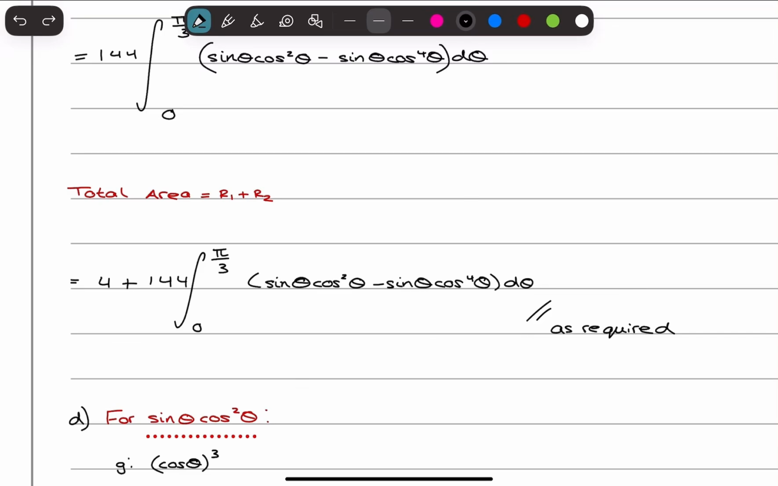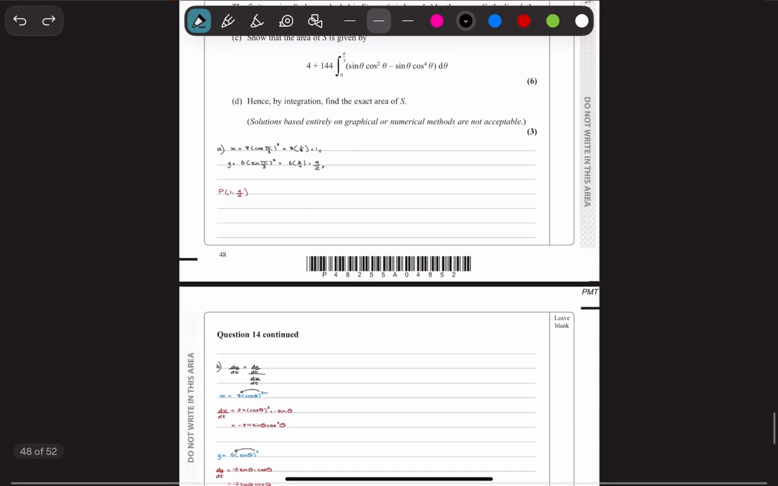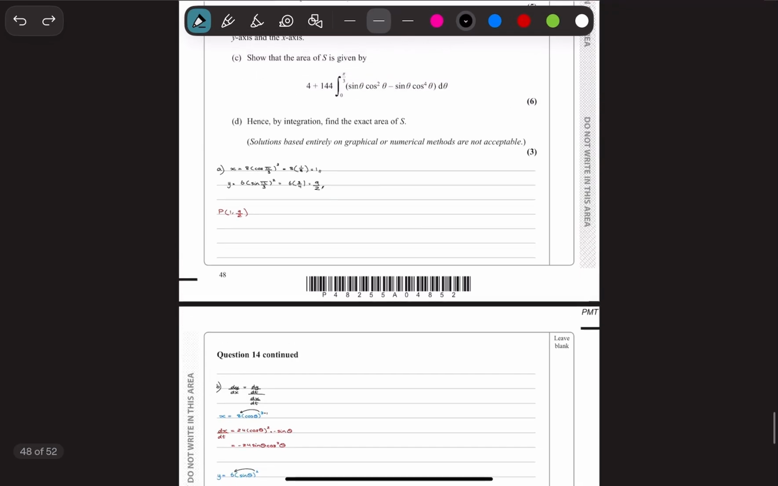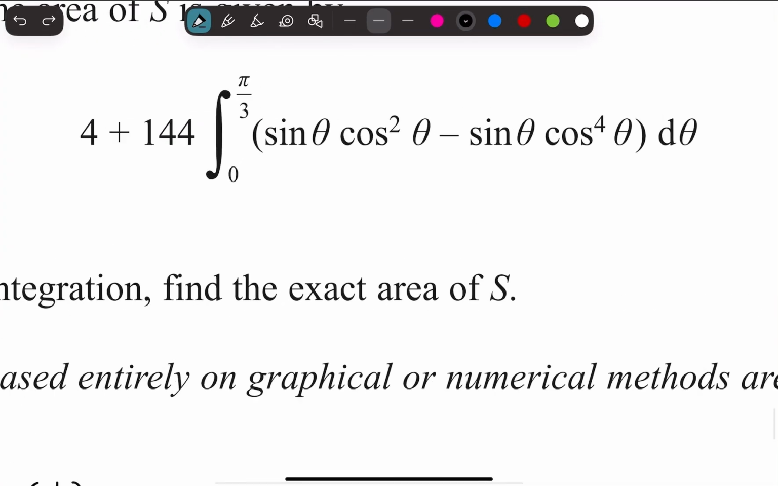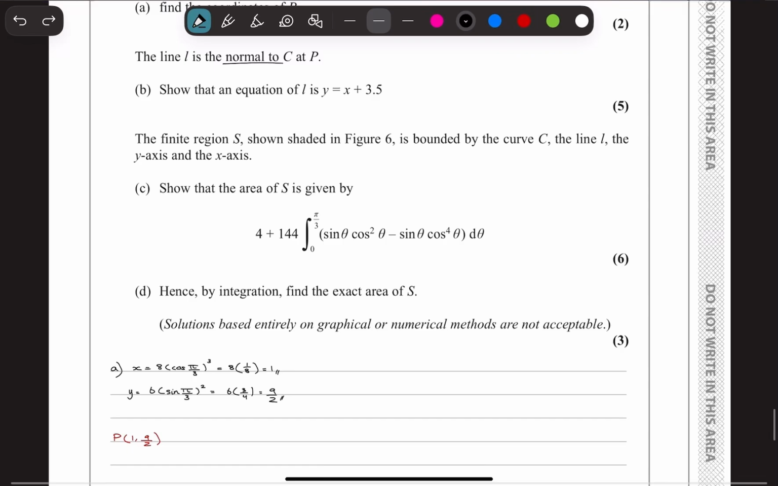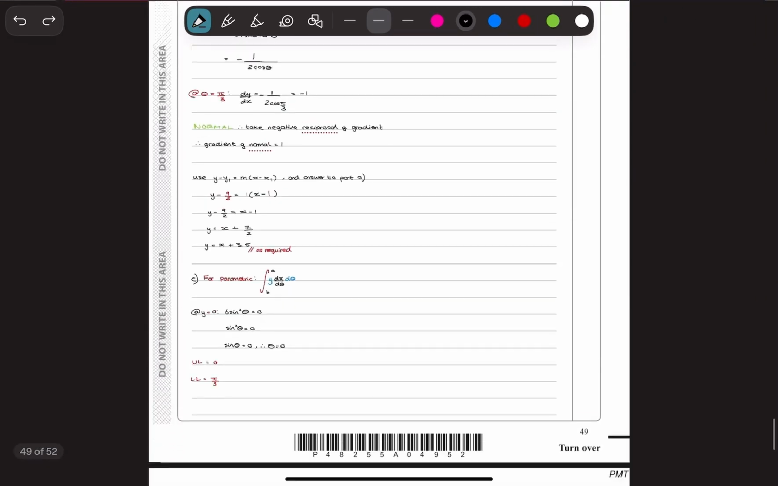So that was long, I can't lie, but if you got that, good work. So part D now, all it is just finding the exact area of S. And this is quite easy. This, you should know if you've done enough practice, it's just reverse chain rule. So I'll go through reverse chain rule very, very quickly with you, just in case you don't understand it.